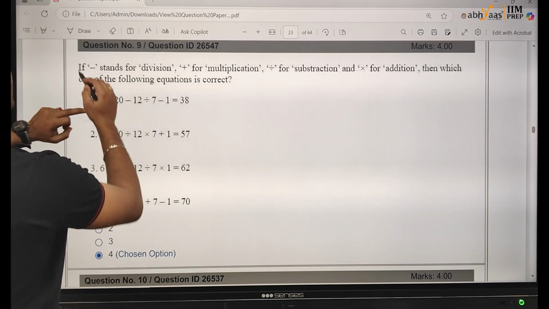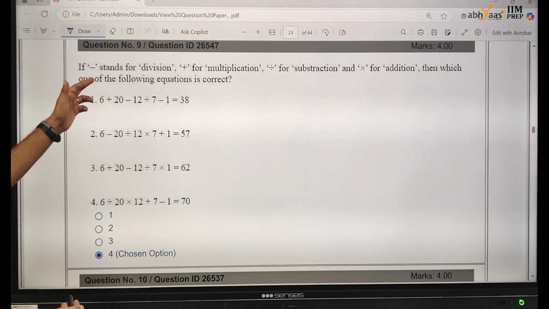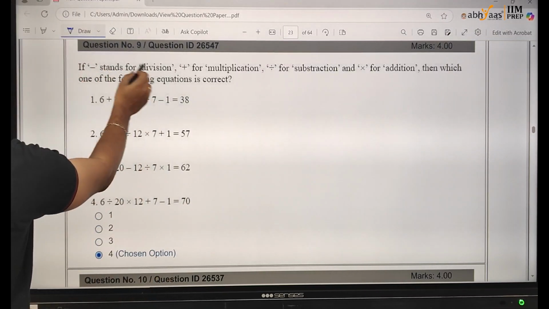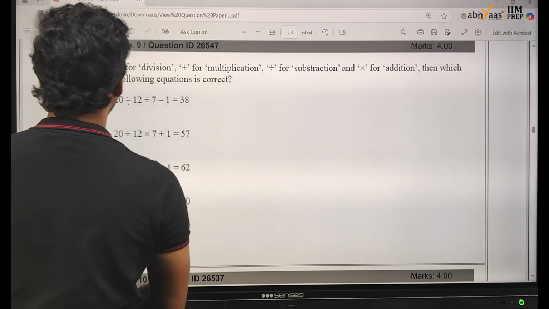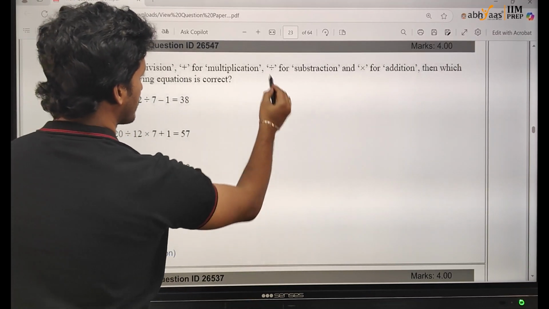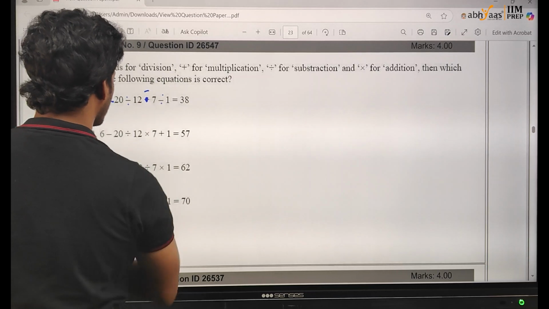And coming here, BODMAS rule. But before applying BODMAS rule, we have to decode this one. Minus stands for division. So wherever minus is there, convert it to division. Plus stands for multiplication. So convert into multiplication. Division stands for subtraction. So this is actually subtraction, and this is also division.